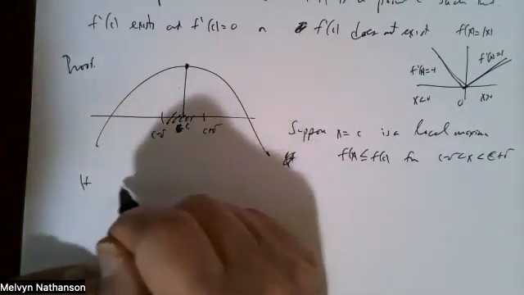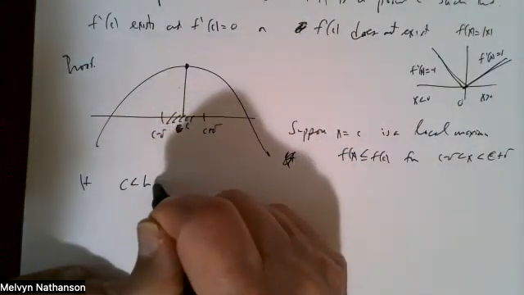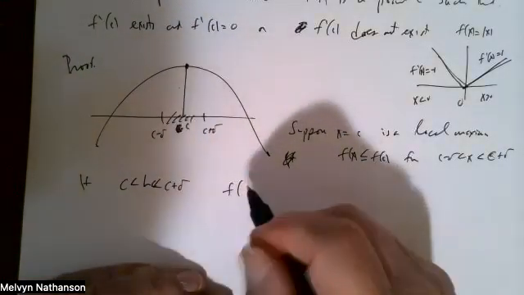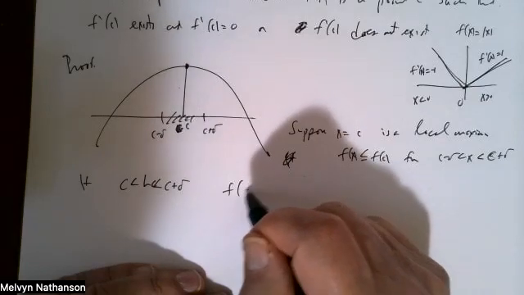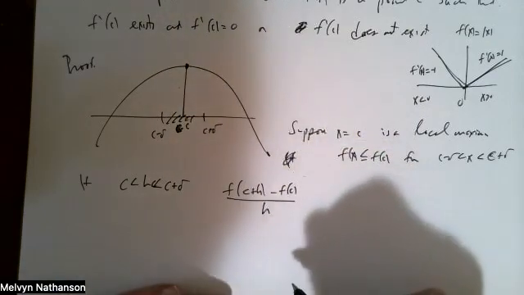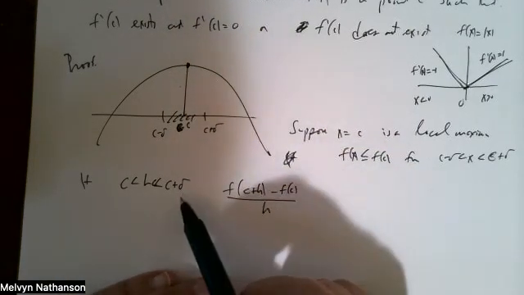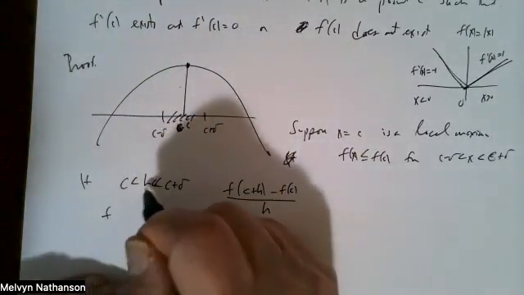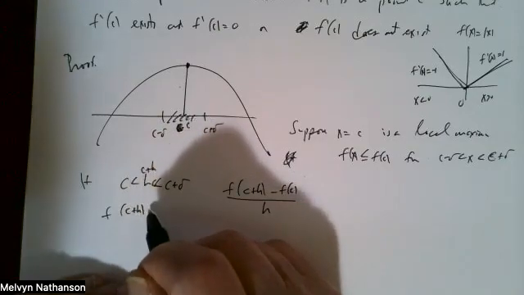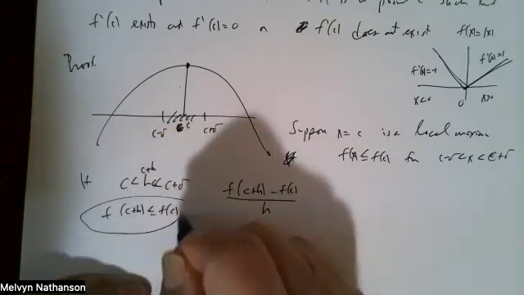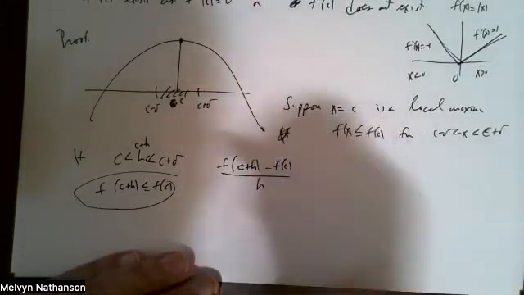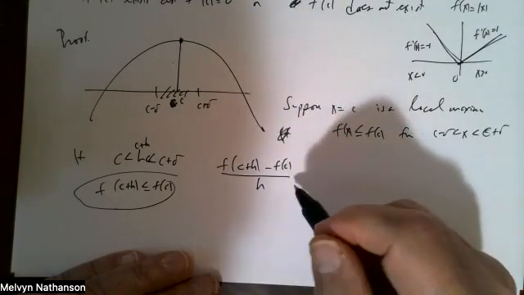So if you take a number h between c and c plus delta, f of c plus h minus f of c, divided by h, what can we say about that? f of c plus h is less than or equal to f of c, because f of c is a local maximum. So f of c plus h minus f of c is negative.